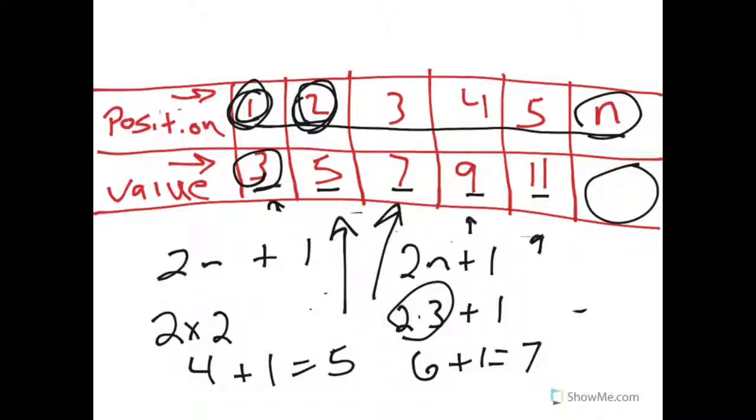So here we're looking at 2n plus 1. And if I had a little more room, I'd write it like this. 2n plus 1. Okay, very cool stuff.